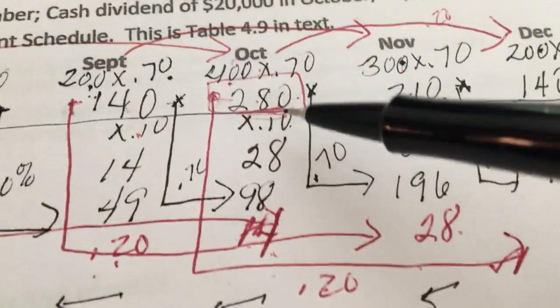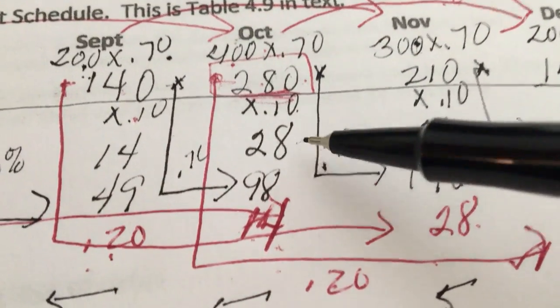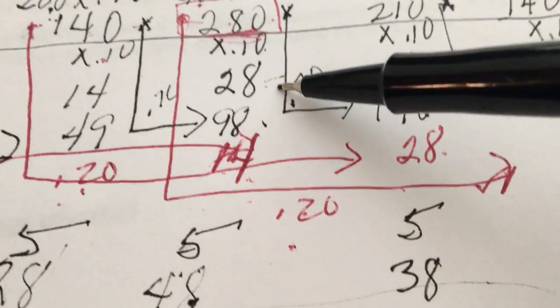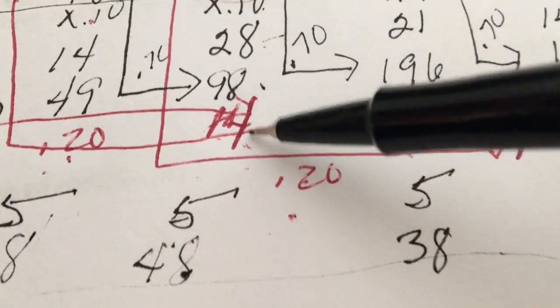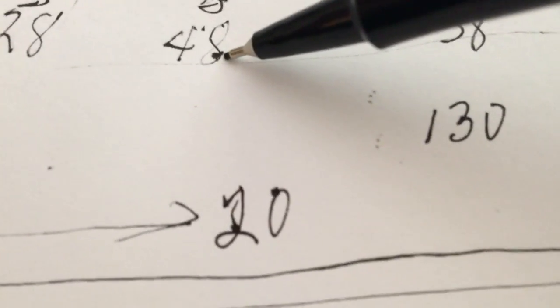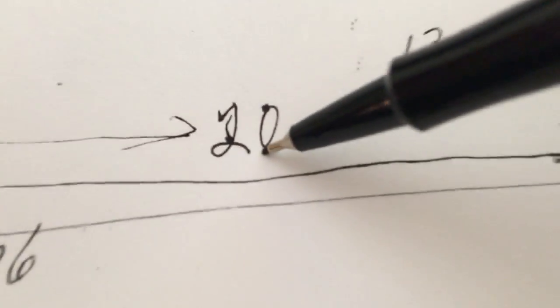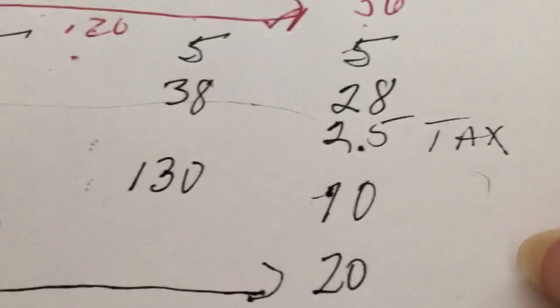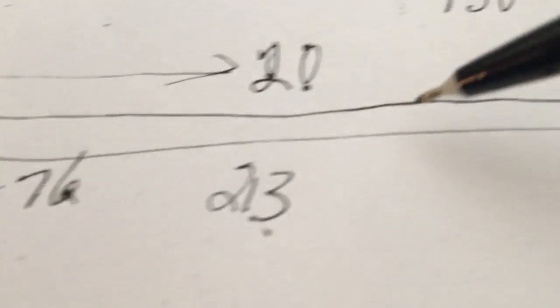Okay. If you come through in October, you want to add 28, 98, 14, 5, 48, and 20. Okay, that's going to give you 213. Okay, 213. I think I made a mistake right here. I'm not real sure, but we're not going to worry about it right now.